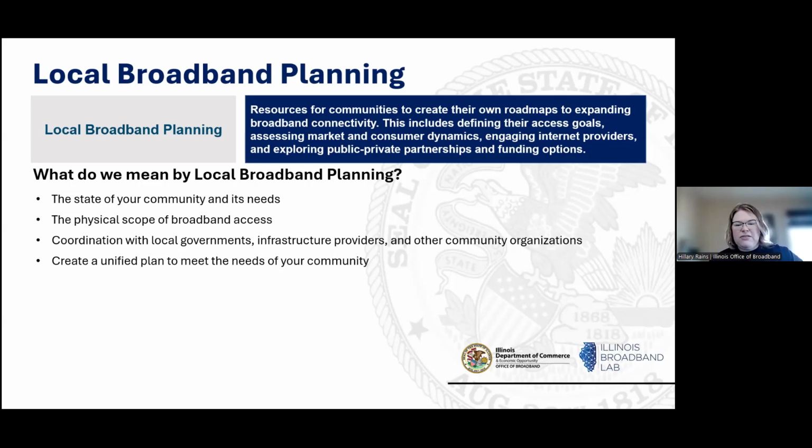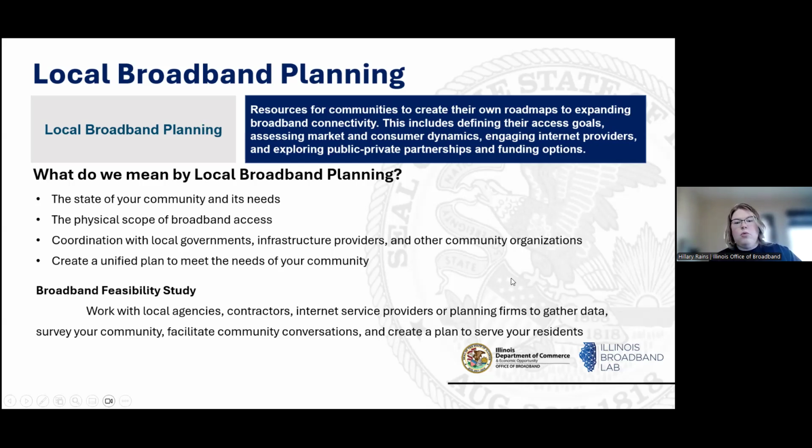Coordination with your local governments, infrastructure providers, other community organizations. Broadband is a big, big task, as we all know, right? It's going to take more than one organization to get it done. It's going to take a whole community coming together and working together, to create that unified plan to meet the needs of your community.